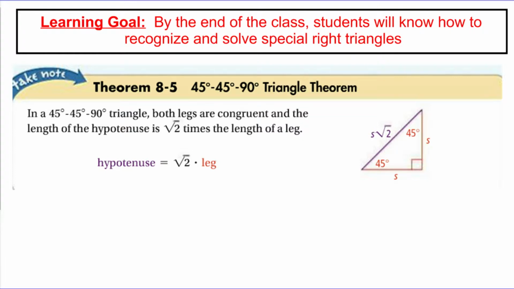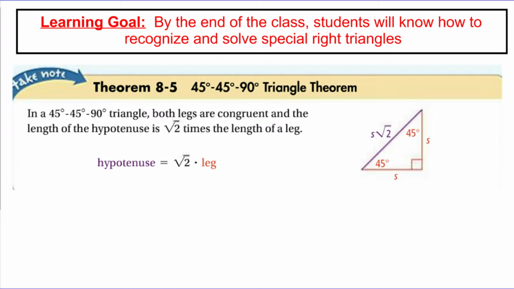It's called a 45, 45, 90, because those are the three angles of this right triangle. They are both 45-degree angles, and then because it's a right triangle, the third one will be 90. And so here's the rule, the special relationship that happens in 45, 45, 90s. The two legs are going to be the same measure, and that's true just because a 45, 45, 90 is an isosceles triangle.